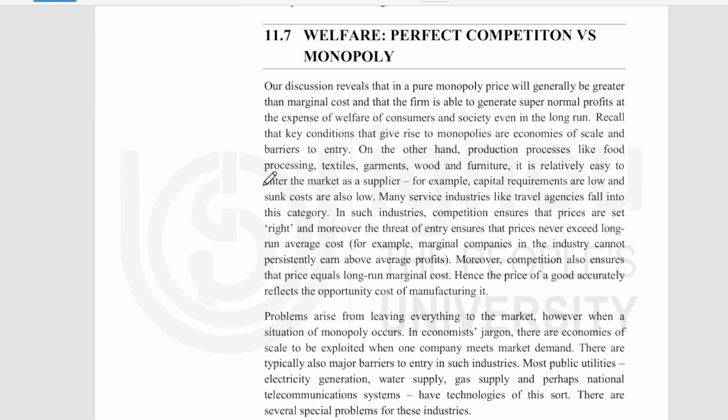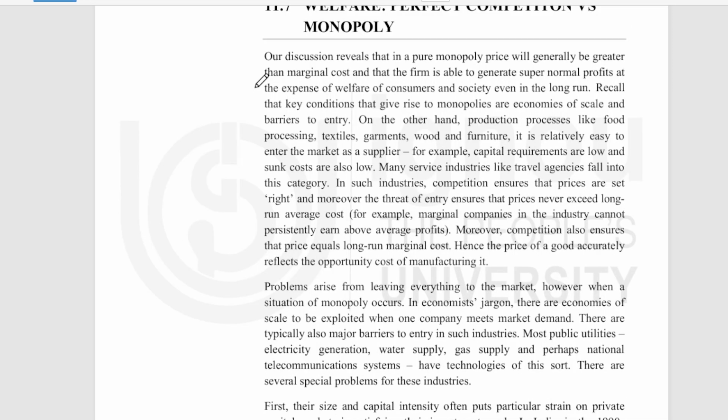So the next one is welfare, perfect competition versus monopoly. Our discussion reveals that in a pure monopoly, price will generally be greater than marginal cost, and the firm is able to generate supernormal profit at the expense of the welfare of consumers and society even in the long run. Recall that the key conditions that give rise to monopolies are economies of scale and barriers to entry.